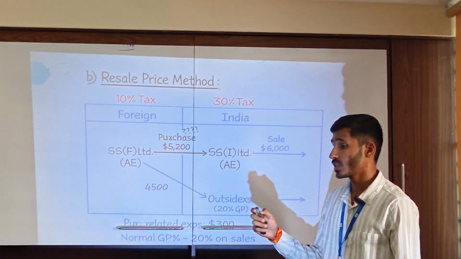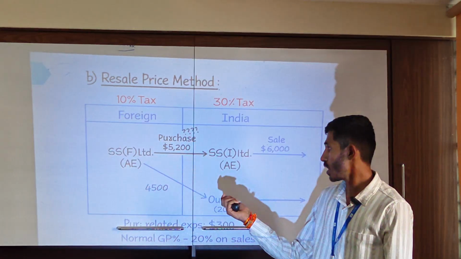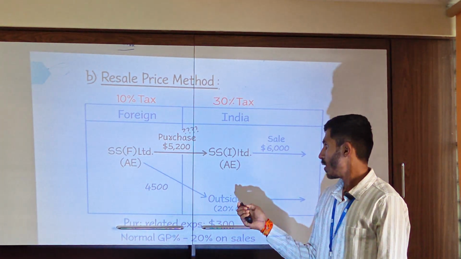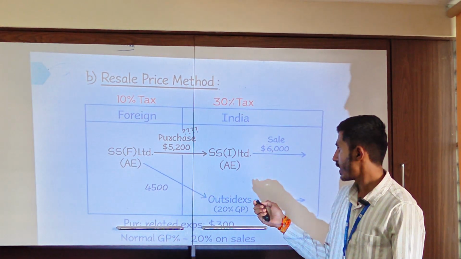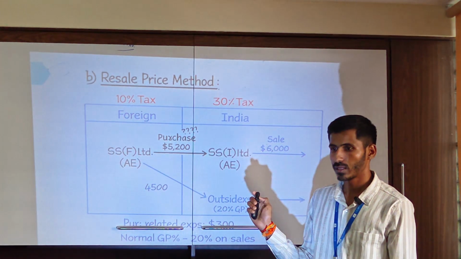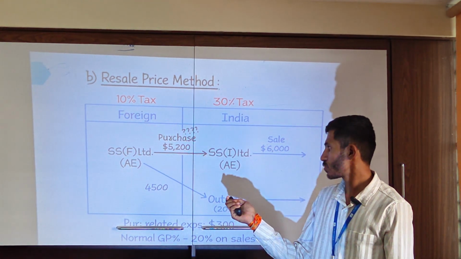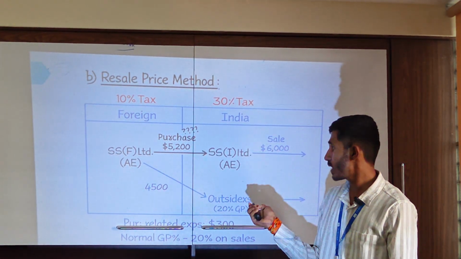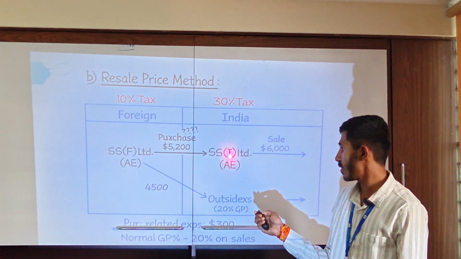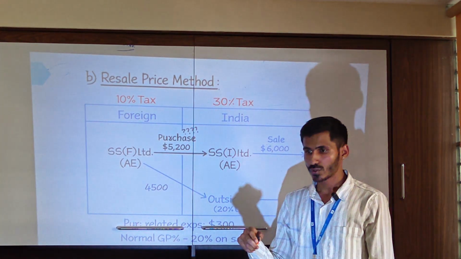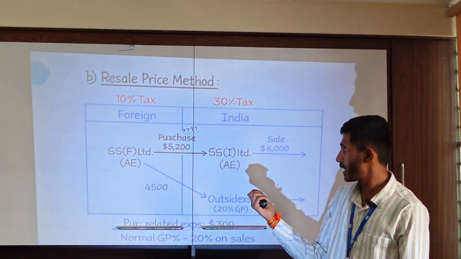So it has shown purchases at $5,200. Now what will tax authorities do? They will add back $900 to Samsung India Limited. So it is an inflated value. The arm's length price is 4,300, so $900 will be added back to the income of Samsung India Limited. So the calculation happens like this in the resale price method.